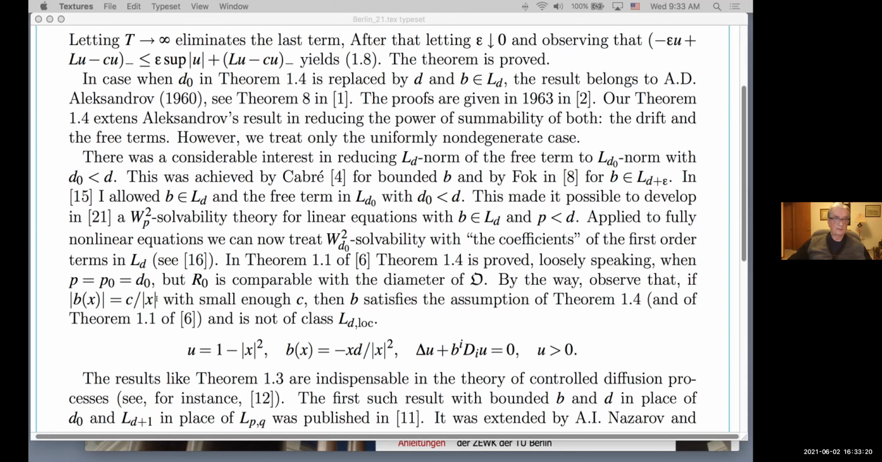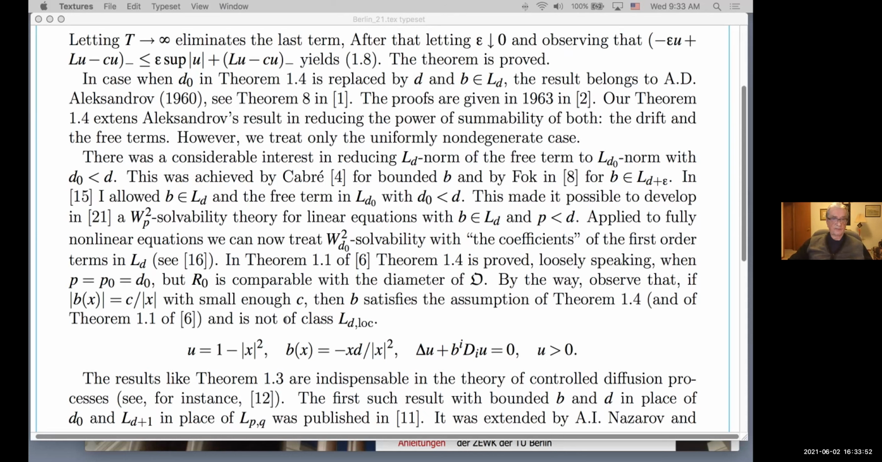One could think that once I impose a condition on B with D0, but condition 1.4 requires a certain decay of the norm of B, then it could be that the only functions which satisfy this equation are just in LD. But no, this is an example.